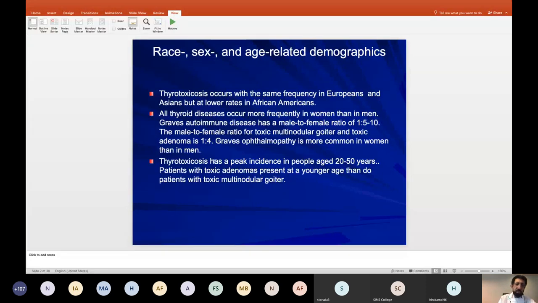So this is about the race: more common all over the world, lesser in the African Americans. The ratio is more in women as compared to men. And we have talked about the different kinds of toxic diseases and how this ratio differs. And also this disease is relatively much more common in the adult age group, less common in the children, less common in the older age group.